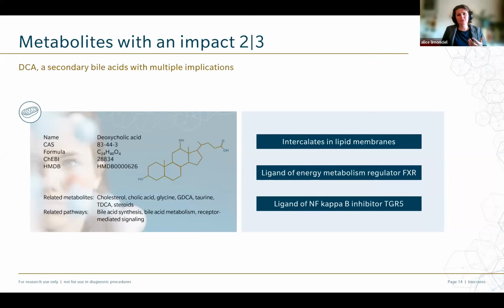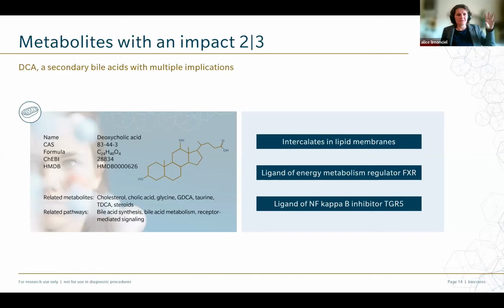Another one that I really want to bring your attention to is deoxycholic acid. It's a secondary bile acid, and it's discussed at length in the white paper because this one may be extremely powerful. It's currently my favorite metabolite, but it may be a very powerful metabolite in the context of complex diseases. As you see from its structure, it's a derivative of cholesterol. And if you know anything about lipid membranes, you know that they're very rich in cholesterol. And secondary bile acids are produced by our gut microbiome.